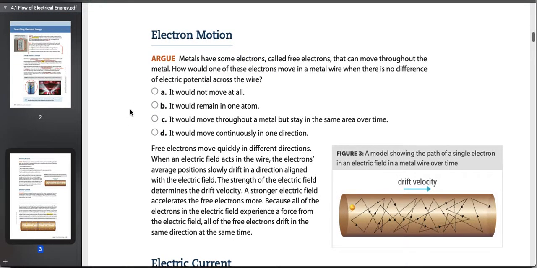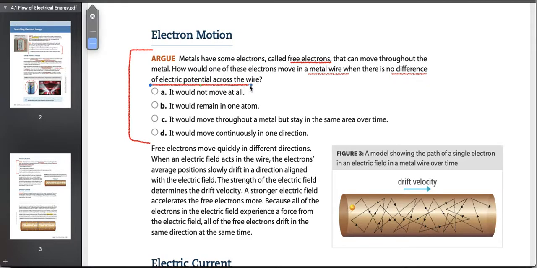Now, they just told us that electric fields happen when electrons move. So we're going to learn about electron motion. And this is another thing to look at on the Google form. It says, argue. Metals have some electrons called free electrons that can move throughout the metal. How would one of these electrons move in a metal wire when there's no difference in electric potential across the wire? And by across the wire, they actually mean from one end of the wire to the other.